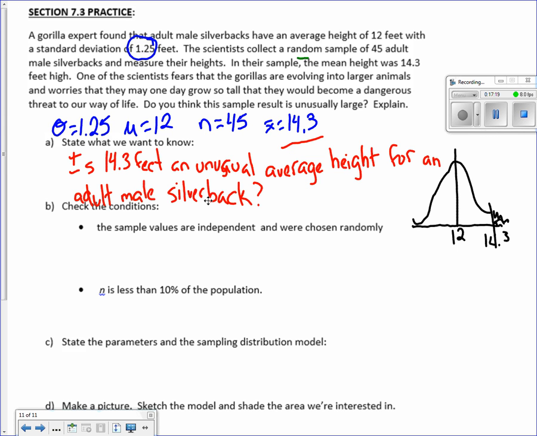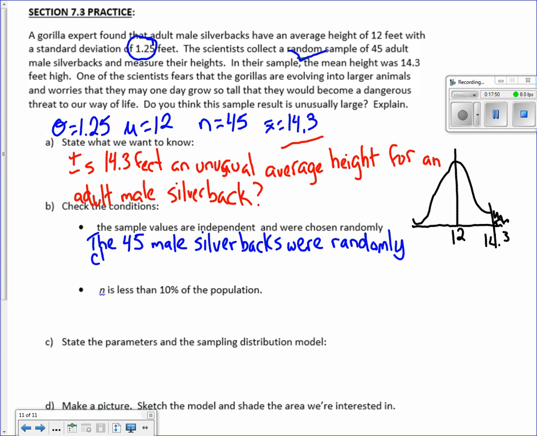So are they independent? Go back to the problem. Oh yeah, we underlined the word random before I recalibrated. So all we have to write here is the 45 male silverbacks were randomly chosen, so that condition's met.